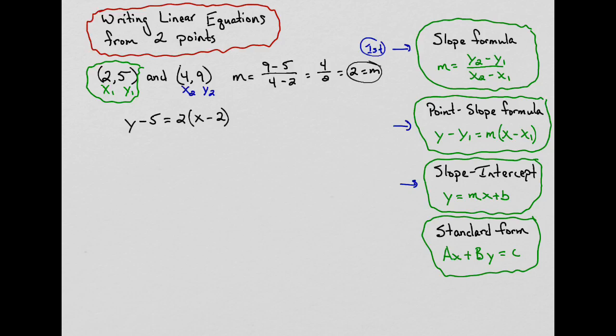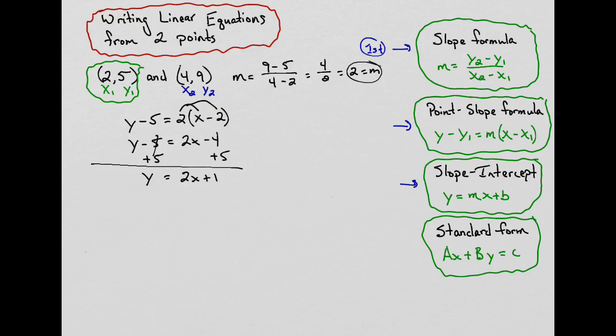But just like I would normally do, in order to solve, I'm going to simplify first. I'm going to get rid of my parentheses by doing the distributive property. And I will continue to get y by itself by undoing the math happening to it and undoing PEMDAS. I will add a 5 to both sides to undo the subtraction that's there. Now I'm in slope-intercept form.